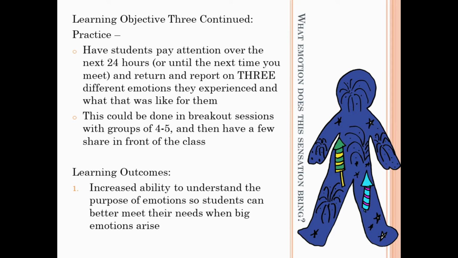So depending on your age group or your class style, there's a lot of different things that you can do to implement those activities in your classes. So to continue with this one, the next step would be, again, practice. Have the students pay attention over the next 24 hours or until the next time you have them in class, and then return and report on 3 different emotions that they may have experienced and what that was like for them.